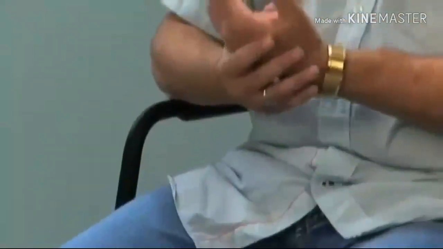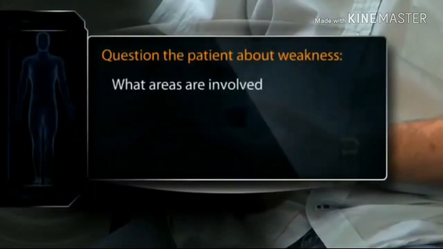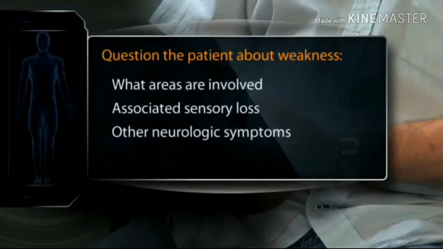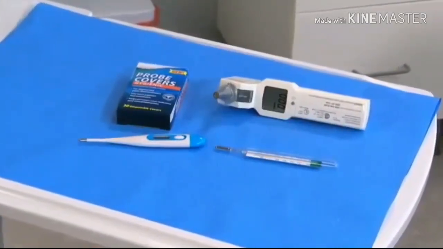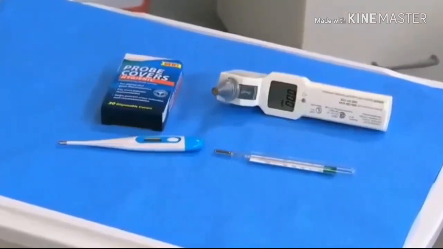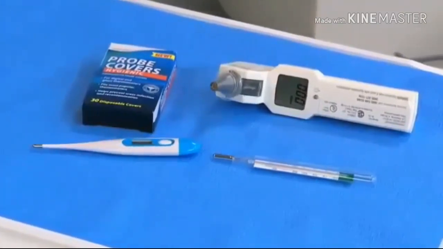Weakness is different from fatigue. Weakness denotes a demonstrable loss of muscle power and bears careful investigation. Question the patient as to what areas of the body are involved and any associated sensory loss or other neurologic symptoms. Fever refers to an abnormal elevation in body temperature. Ask about fever if patients have an acute or chronic illness or especially infection.